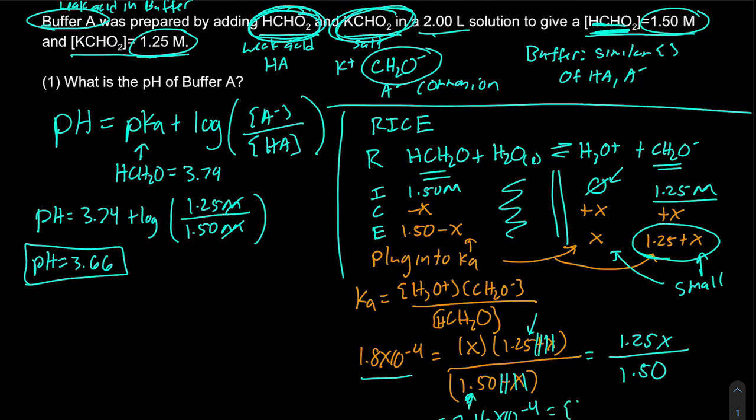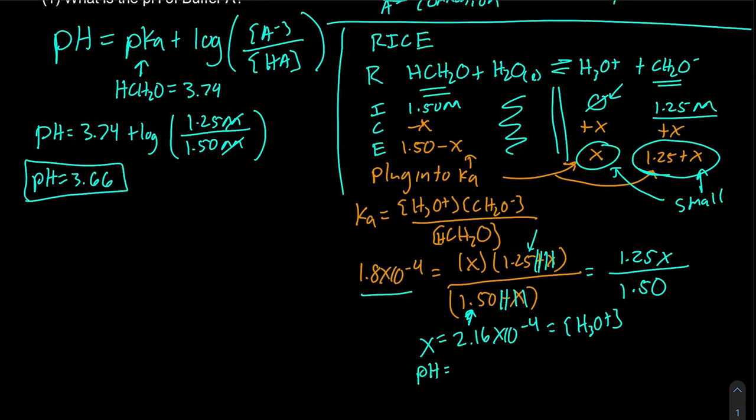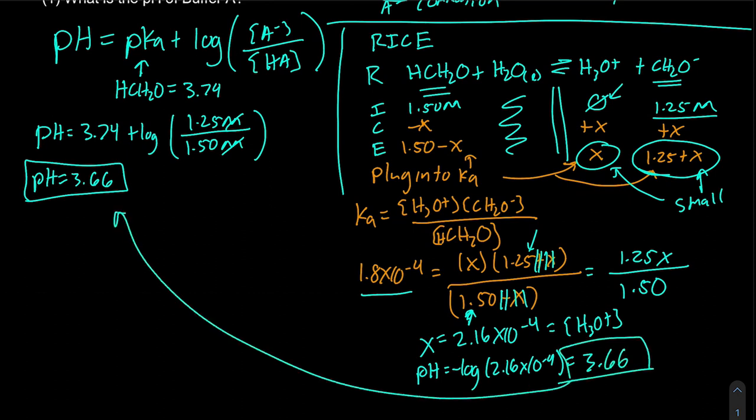Now we go back to, we're trying to identify our pH. We know that x is our hydronium ion concentration. And so now, if we know our hydronium ion concentration, we can calculate our pH to be the negative log of that. And we would get a pH of, thankfully, the same pH that we originally got.